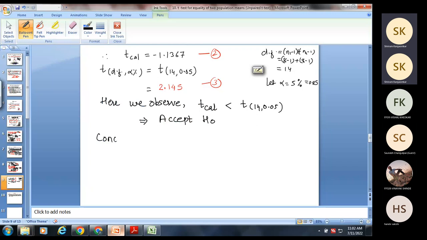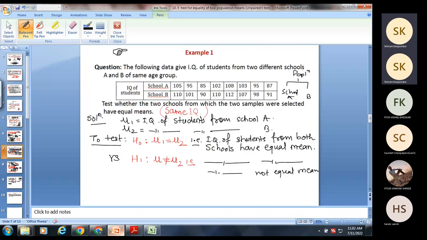So it means the final step, we arrive to the conclusion. So the conclusion is accept H naught. And what H naught says? See, IQ of students from both the schools have equal means. Okay, so that is our conclusion.